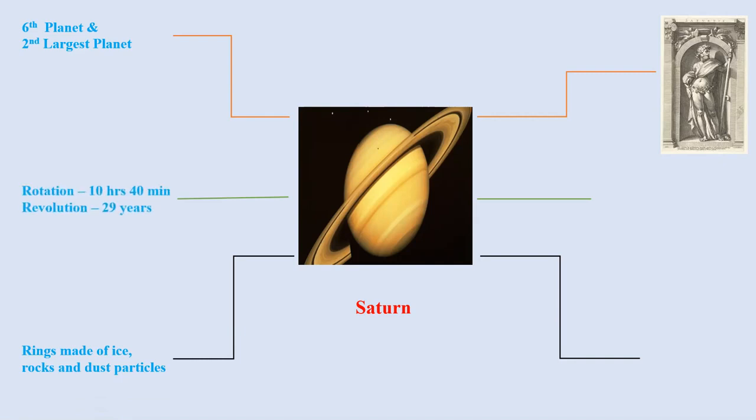To rotate on its own axis, it takes 10 hours and 40 minutes to complete one rotation, and to revolve around the Sun and complete one particular revolution, it takes 29 years.